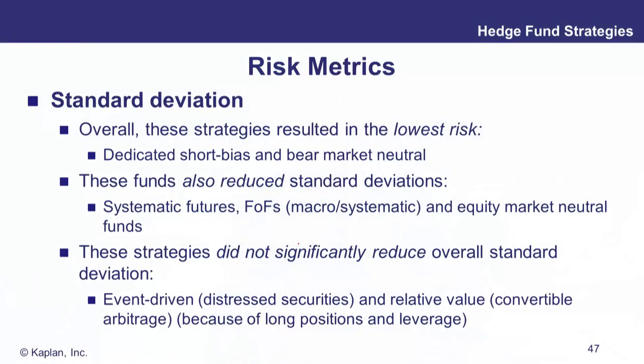Okay, looking at returns is one thing. What about standard deviation? So the lowest risk, dedicated short bias, and then bear market neutral. Again, just the findings of our study, no guarantees for the future. Systematic futures, funds of funds, and equity market neutral also reduce standard deviations, but not by as much. And then not really a great impact on standard deviation, distressed securities and relative value, mainly because of their long positions and their leverage.